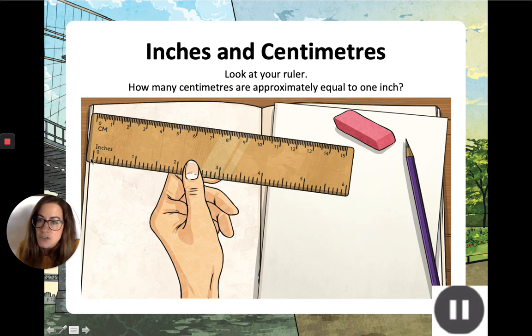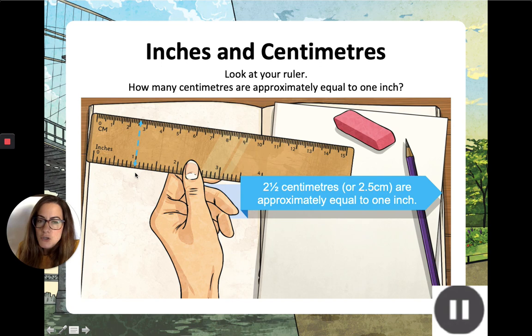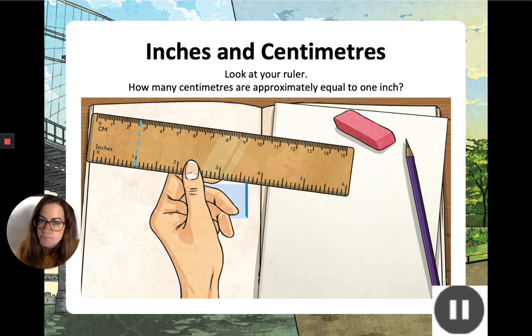If you don't have a ruler, you can look at this one here and see if that helps you. What does it look like? 2.5 centimetres is approximately, roughly, equal to 1 inch.